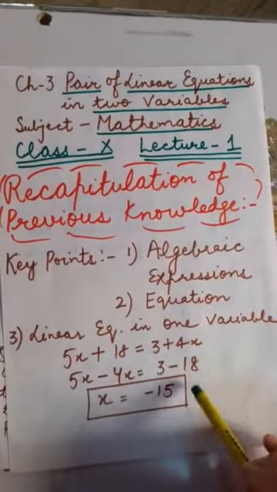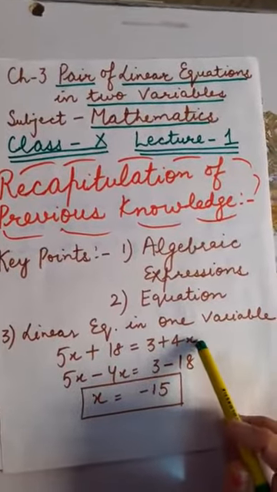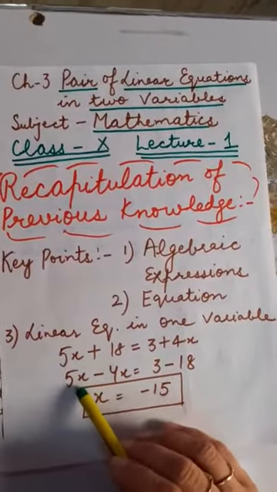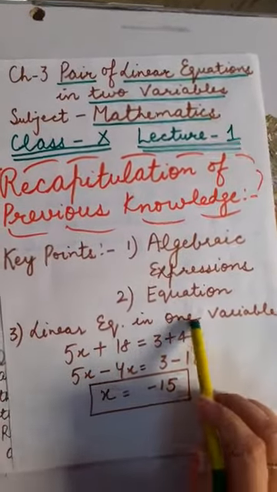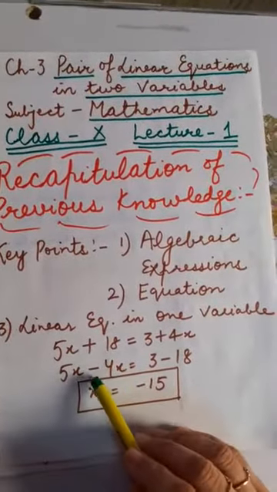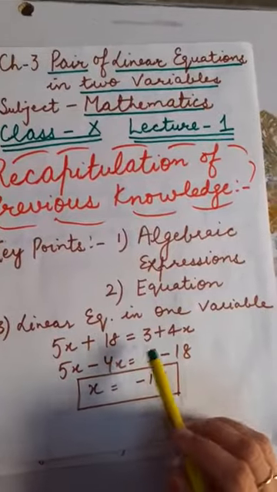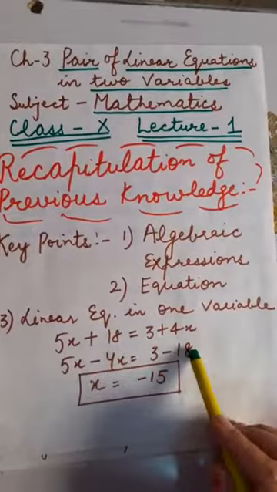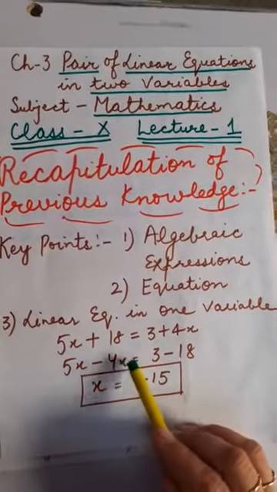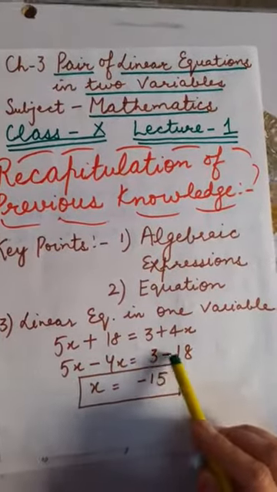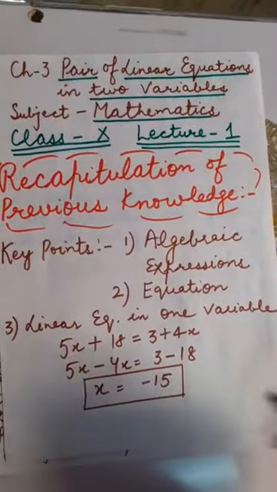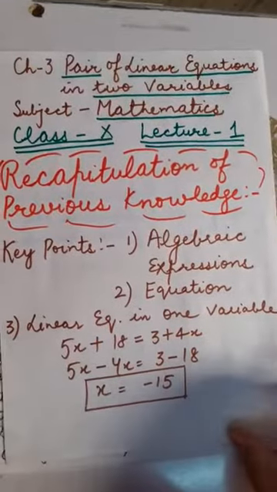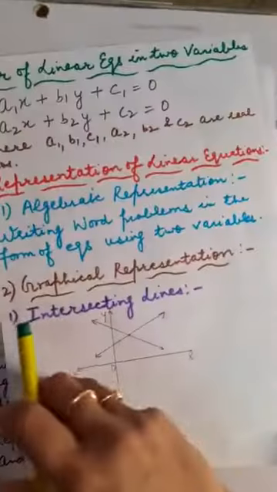So how to calculate the value of x through this linear equation in one variable? Variables must be put all together. 5x will remain on left hand side only. This 4x I am going to take on another side. It will become minus 4x is equal to 3 will be written here and plus 18 will go on another side. It will be minus 18. So 5x minus 4x has become x. 3 minus 18 has become minus 15. So only through this linear equation in one variable, we can calculate the value of just one variable.